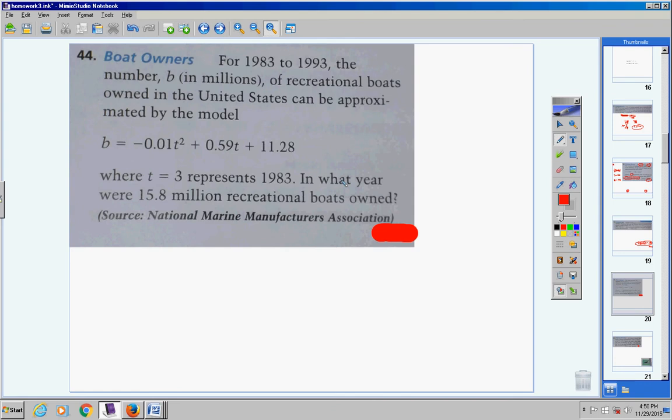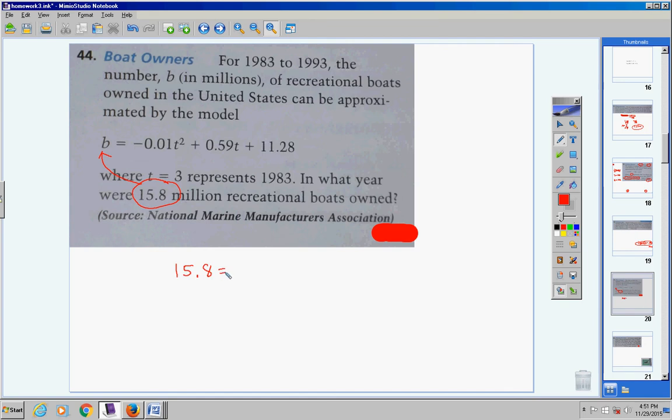From 1983 to 1993, the number B in millions of recreational boats owned in the United States can be approximated by this model right here. T equals 3 represents 1983, and what year were there 15.8 million recreational boats? So guys, this is pretty simple. Same old thing. They give us a formula. They tell us how many boats there were, so we put it in for B right here, then we solve for T and find out what year it was.